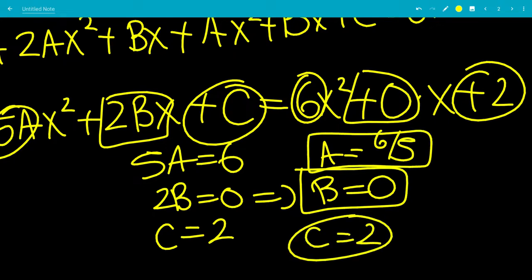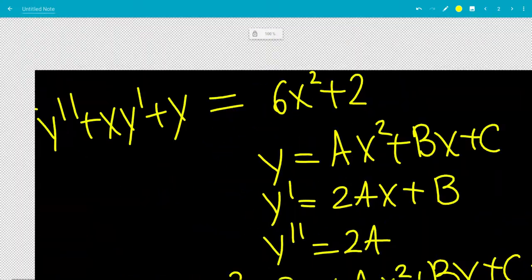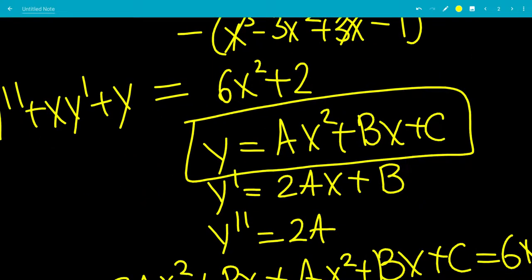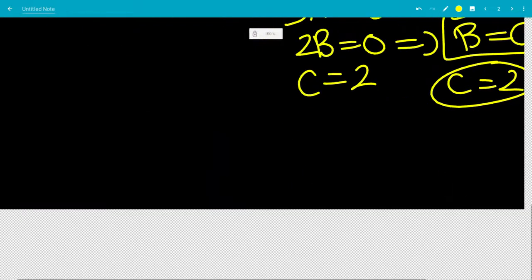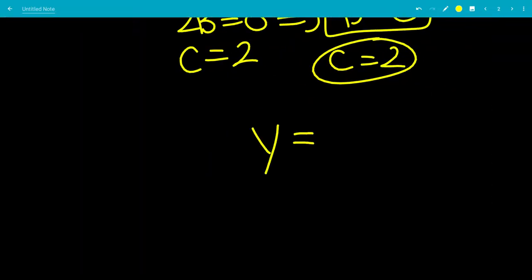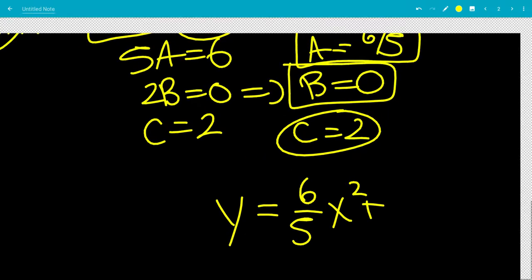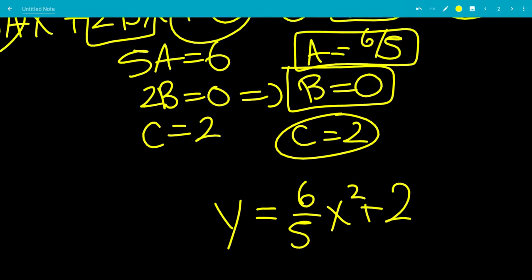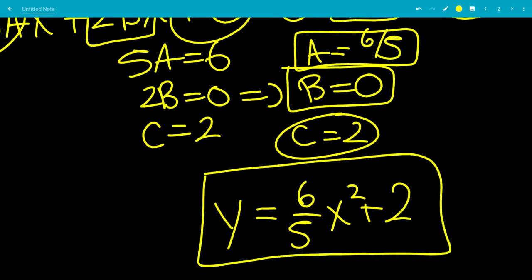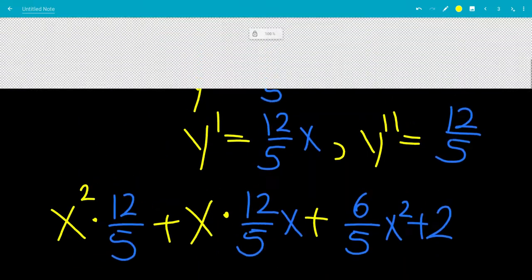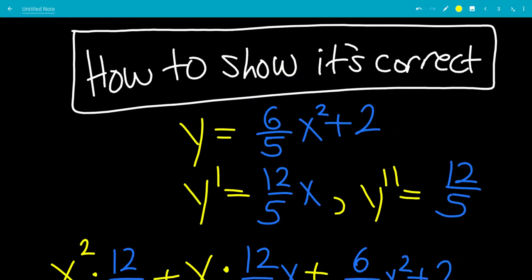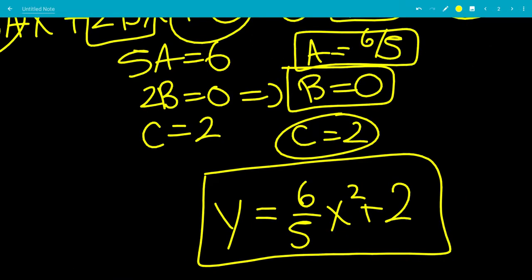So what did we substitute in? We substituted in y equals ax squared plus bx plus c. Now we're going to plug those values in. So we have y equals 6/5 x squared plus 0x, which we can just leave alone, plus c, which is 2. Now that's the answer to the question, but now let's just check. So y equals 6/5 x squared plus 2 like we have.